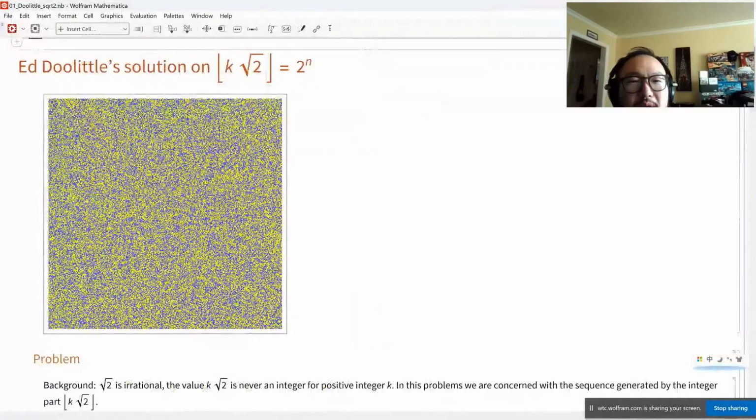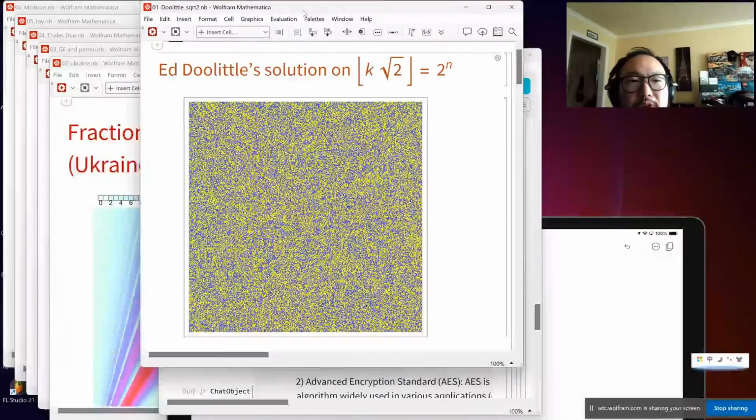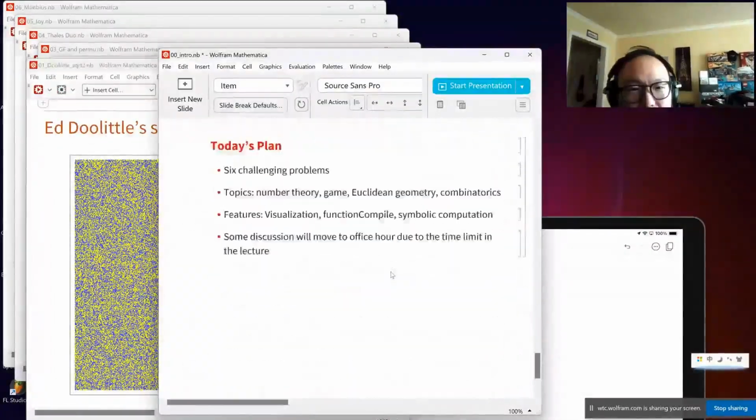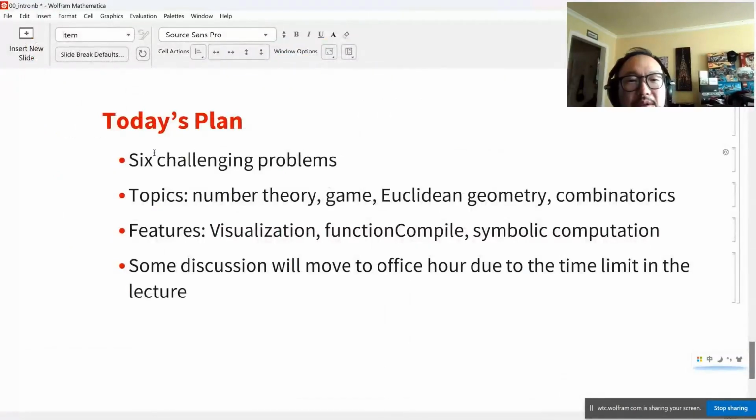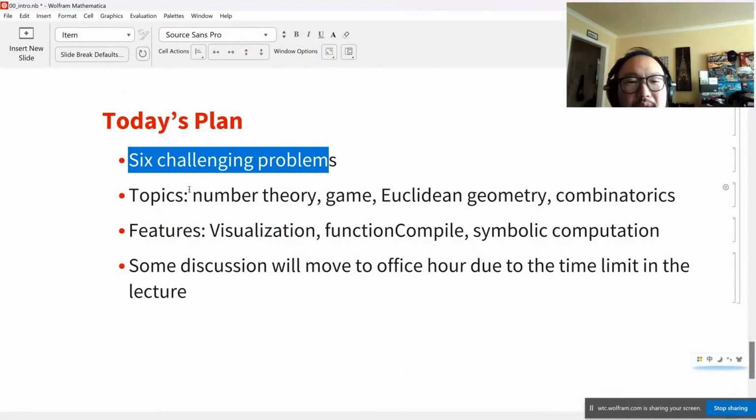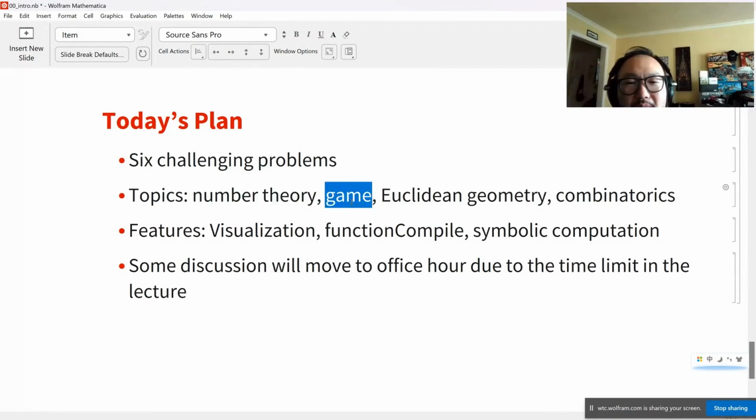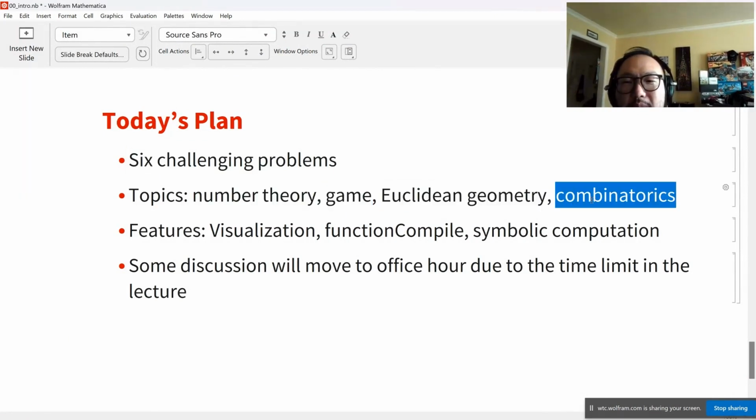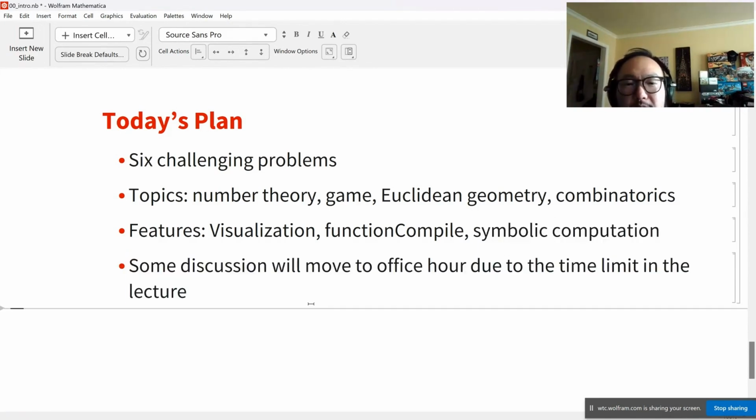Let me just go back here. There's an outline of the problems. The 6 challenging problems are going to cover number theory, Euclidean geometry, and combinatorics. Not everything is in one problem, but the 6 problems will fall into these categories. It features strong visualization techniques, one of them uses the function Compile to accelerate the computation, and we are focused on symbolic computation as well. As I mentioned, some of the discussion will move to the office hour for the details.